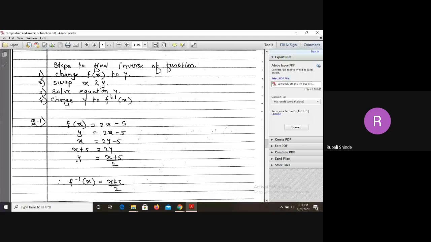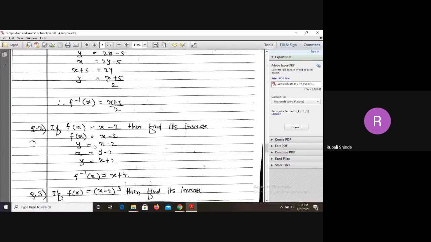Now solve the equation for y. First of all we have to obtain the equation in form of y only. That's why we can keep y is equal to x plus 2. Now the minus 2 that was here goes to the other side and becomes plus 2. That's why y is equal to x plus 2. Now we have obtained the equation in form of y only.